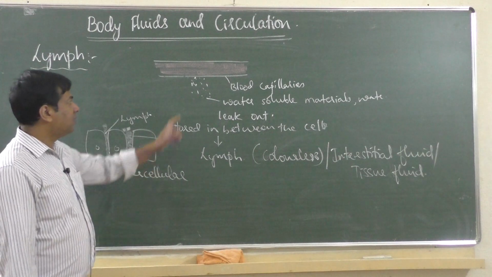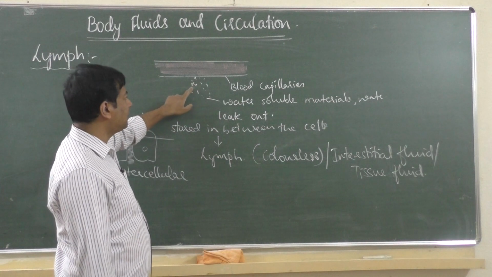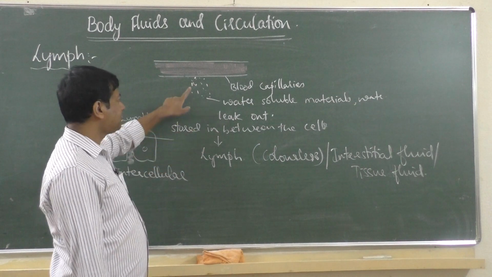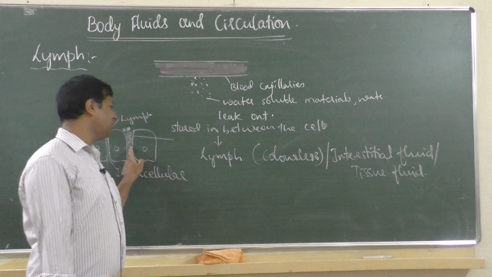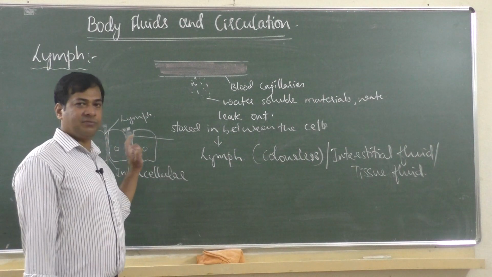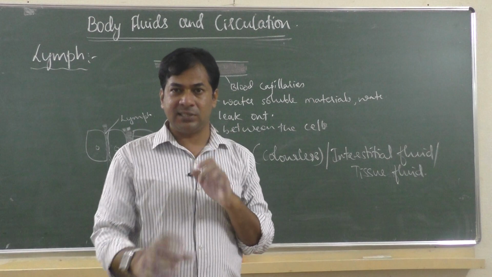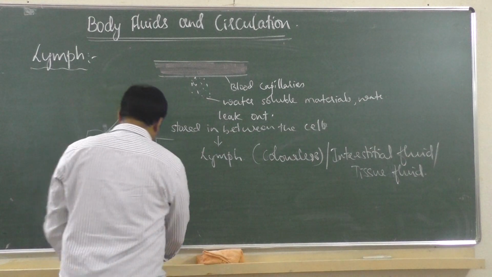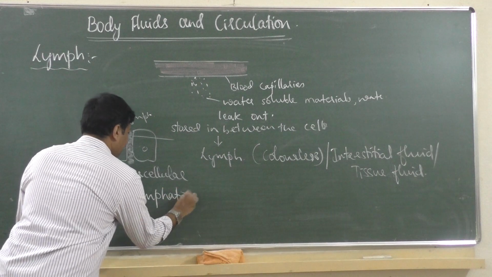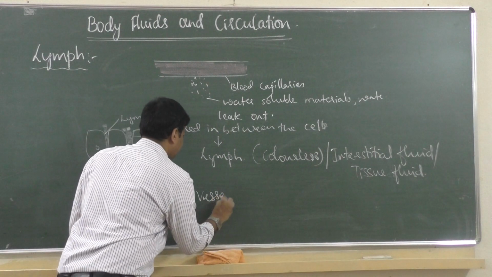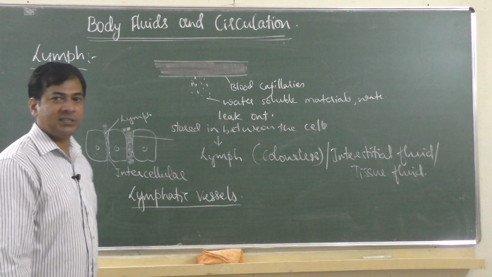I repeat once again. When blood is flowing through a blood vessel, water and water-like substances will leak out, and that leaked out material is called lymph. Leaked out material will be stored in between the cells in the tissue, so it is called interstitial fluid or tissue fluid or lymph. Like how blood flows through blood vessels, lymph flows through lymphatic vessels.